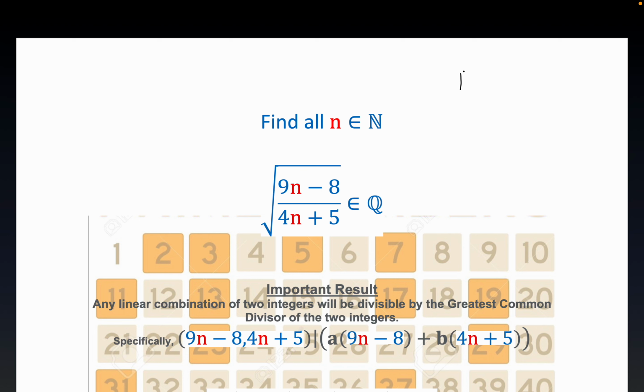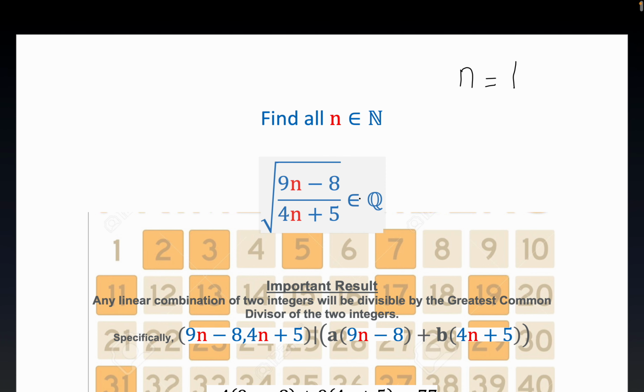We have no assurance that there would be any n that satisfies this condition. What this says, folks, is that the square root of this quotient is a fraction, a rational number. In most cases, you pick an arbitrary n, and this is going to be an irrational number. But we want to find all of the n such that the square root of the quotient (9n - 8)/(4n + 5) is actually a rational number.